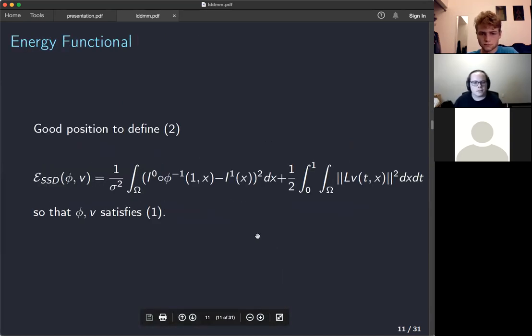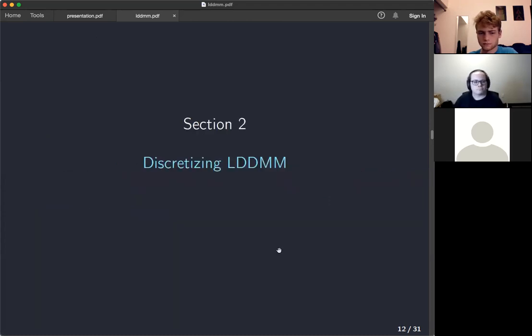So now, given all this, we can describe one energy functional. This is SSD, or the sum of squared distances. The distance term is taking, at any point x, the difference between I0 after phi inverse minus I1, all of that squared, and then integrating over omega. The second term, our regularizer, is the norm of L times V, all of that squared. You have to integrate over space and over time. And then the 1/2 and the 1 over sigma squared allow you to tune the parameters to get a better registration.